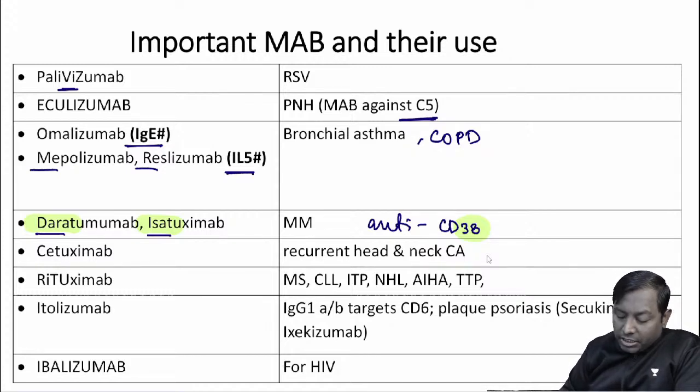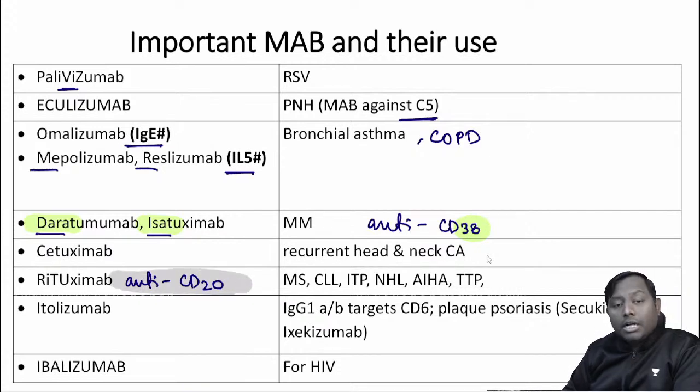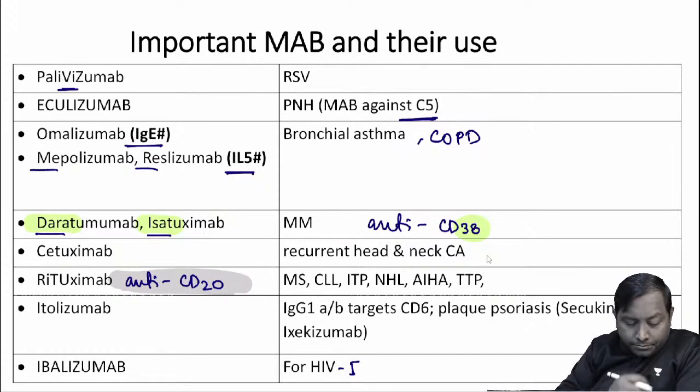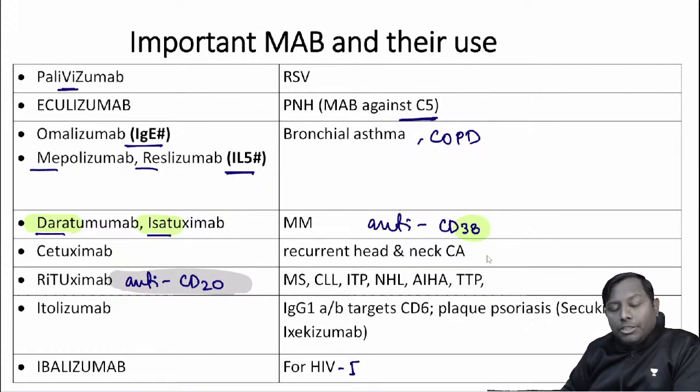Okay. Then we have cetuximab, epidermal growth factor receptor inhibitor, and rituximab. It's one of the anti-CD20 monoclonal antibodies. Ritu कितने साल की थी? Ritu is in the 20 का एज ग्रुप. Dara and Isha 38 का एज ग्रुप, है ना. Then ibalizumab, it's the one monoclonal antibody that is for HIV-1. Ibalizumab is against the CD4 cell receptor.